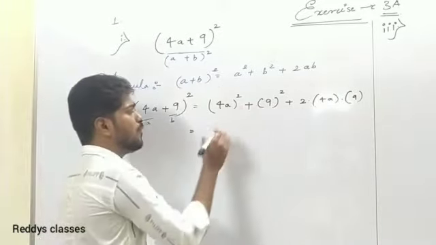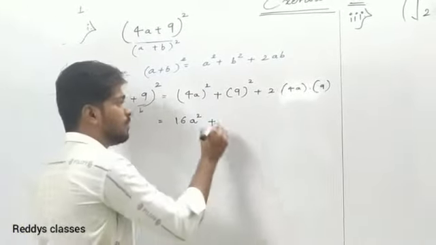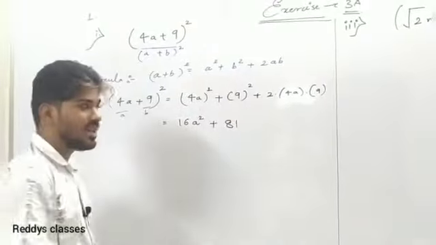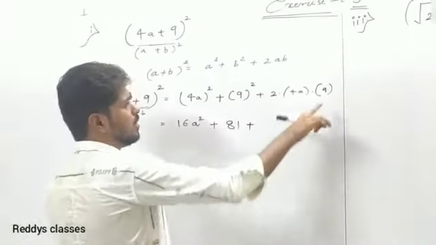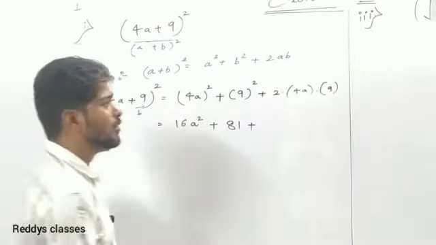Now let us solve. 4a square. What is the square of 4? 16, and a square plus what is the square of 9? 81. 9 9s are 81, plus what is the value of 2 4s are 8 and 8 9s are 72. That's it.